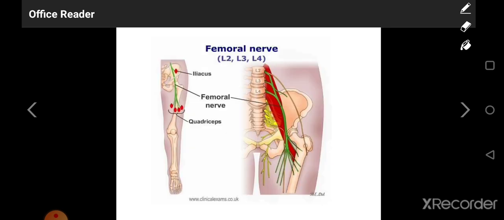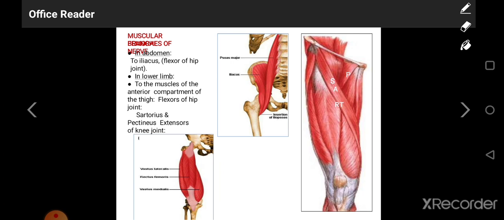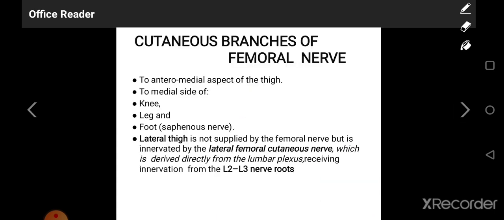This is the femoral nerve, again with its origin from the lumbar plexus, L2, L3, L4. Now the muscular branches of the femoral nerve. In the abdomen, it provides branches to iliacus, a flexor of the hip. In the lower limb, it provides muscular branches to the muscles of the anterior compartment of the thigh. These muscles are flexors of the hip joint again. They are sartorius, pectineus, and the extensors of the knee joint, that is quadriceps femoris.